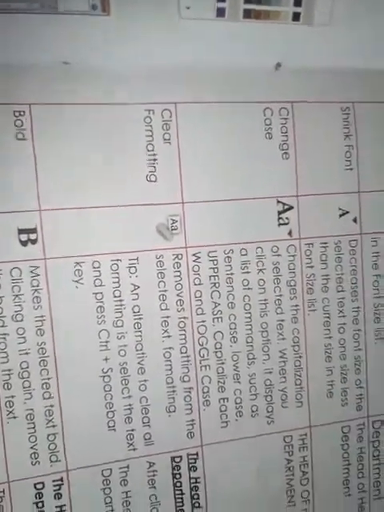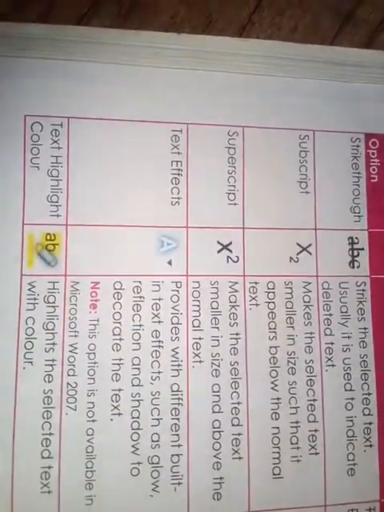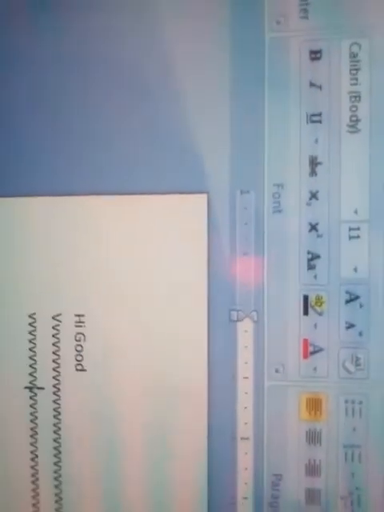Then bold means to make the words bold. Then italic means italic style. Then underline means you can underline the letters. Then strikethrough means the letters are struck through. Then subscript and superscript, you can see them here.